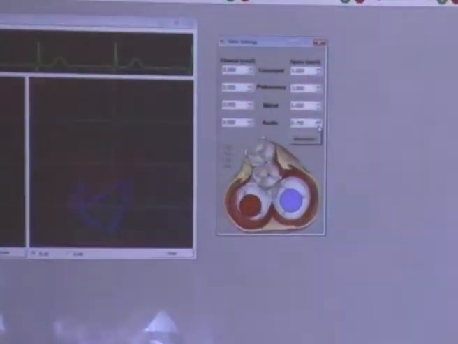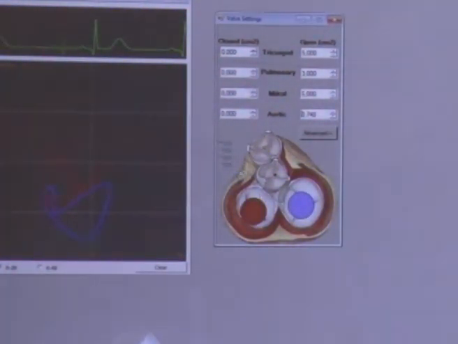So I reduce the area of the aortic valve. You see that the pressure inside the left ventricle increases. And then we can also, at the same time, simulate an aortic regurgitation. And data can be presented in pressures, flows, and volumes as well. This is just an example, and I think I'll have to finish my presentation there.